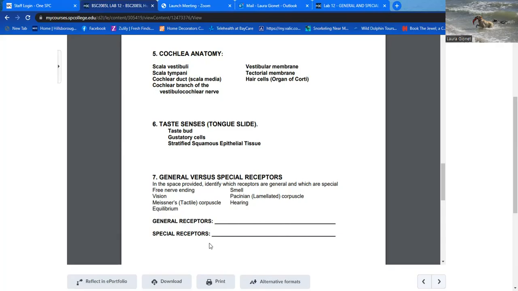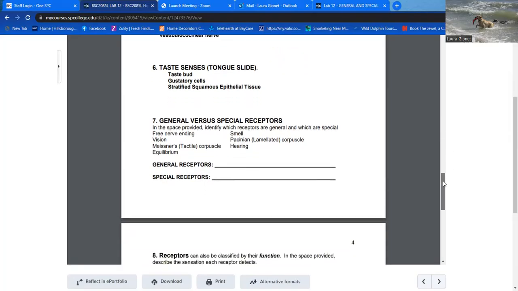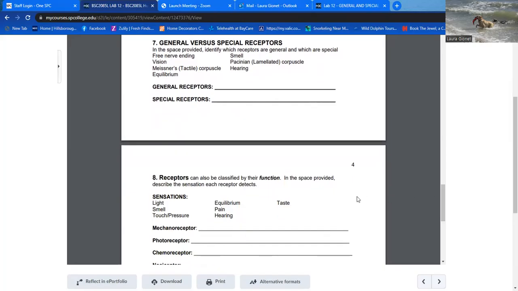So the free nerve ending is a general receptor. Vision is a special receptor. Meissner's corpuscles, a general. Equilibrium is special. Smell or olfaction is special. Pacinian corpuscles are general. And hearing or auditory is special. Okay, so that takes us to number 8.